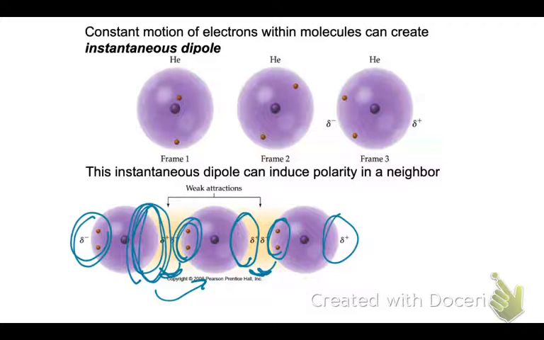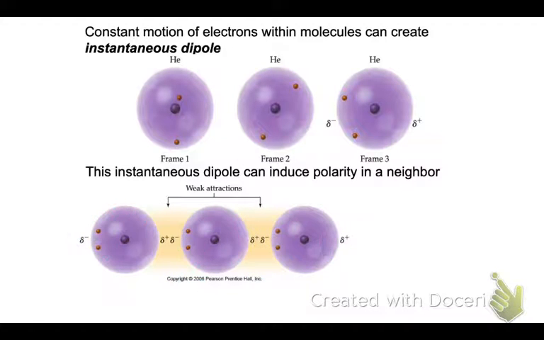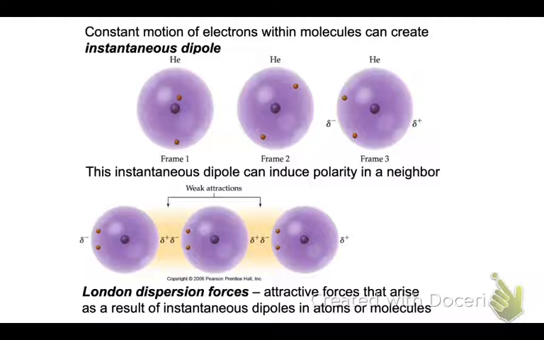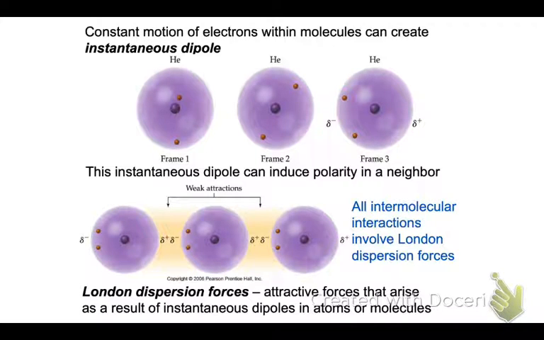Now the thing is, those are not permanent because they're going to keep moving. So each one of them will be moving in the opposite direction, and that will break and reform and break and reform and so on. That will exist anytime you have electrons. Anything that has electrons will have what we call London dispersion forces. So these are attractive forces that arise as a result of instantaneous dipoles in atoms or molecules. All intermolecular interactions involve London dispersion forces. Anytime we have electrons, we do have London dispersion forces.